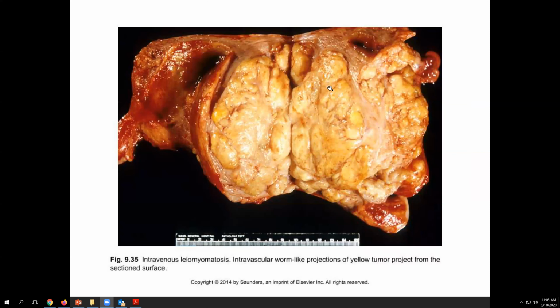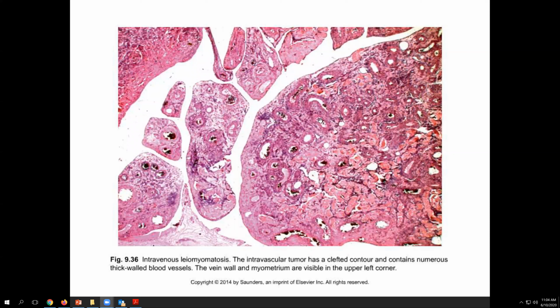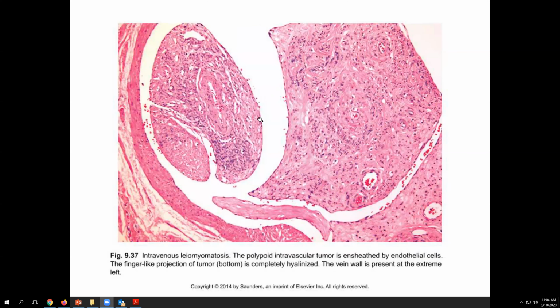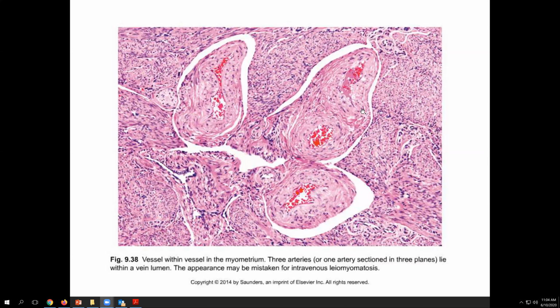And here's an example of intravascular leiomyomatosis, worm-like projections into vessels in the lesion. This is a lesion that's difficult grossly to distinguish from endometrial stromal sarcoma, but fortunately, microscopically does not particularly mimic endometrial stromal sarcoma. Here we can see the intravascular nature. Here's the vessel. Here's the leiomyoma type tissue in these lesions. Again, vessels within vessels in these lesions.